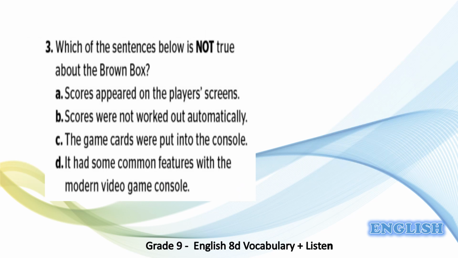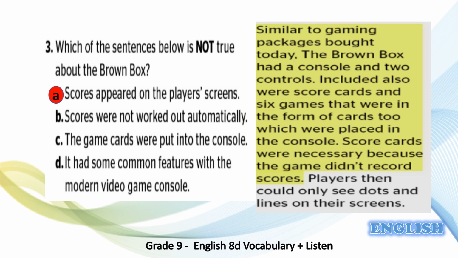Now, question number 3. Which of the sentences below is not true about the Brown Box? We have A, B, C, and D. Choose the correct option. Who can answer this question? Yes, what's the correct option? Excellent. A. Scores appeared on the players' screens. Excellent. How did you get the answer? Give me a justification. Excellent. Similar to gaming packages bought today, the Brown Box had a console and 2 controls. Included also were scorecards and 6 games that were in the form of cards too, which were placed in the console. Excellent. Well done.